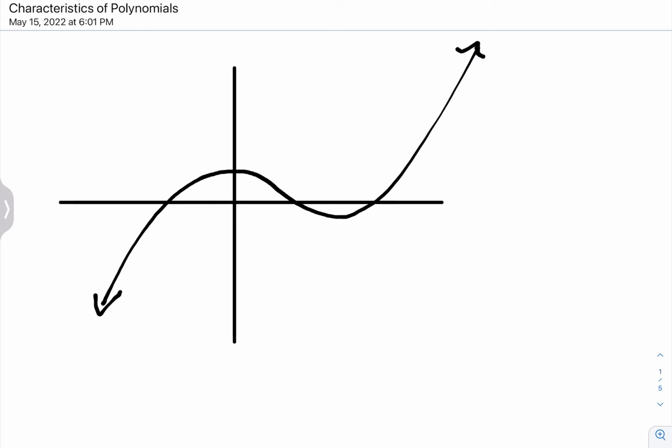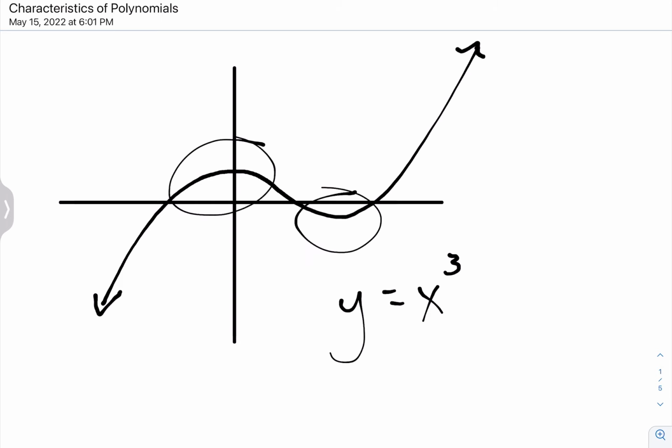The way you can identify the degree of a polynomial, and the degree is just the highest exponent on the x, so for a cubic function like y equals x cubed, our exponent is 3. The way you can predict this exponent is to look at how many turns the graph has and add 1. So for example, this graph has a turn right here and a turn right here. So it has 2 turns in total, and we can expect this to be a cubic function.